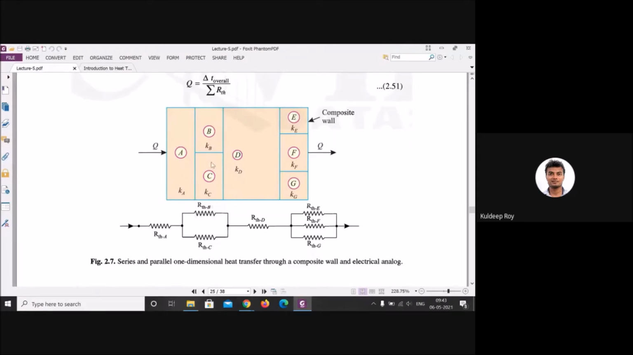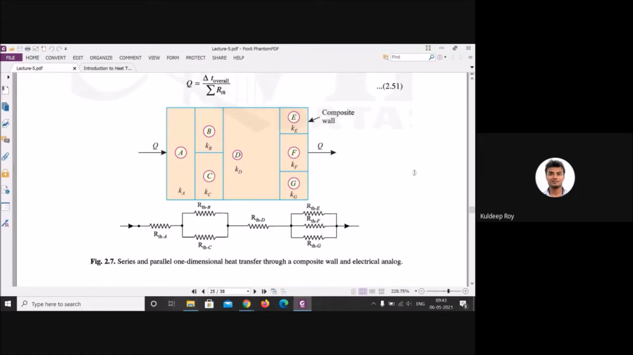Means if any body is in a parallel position, then you have to put it like this. If you have any body which is in series, then you have to add simultaneously. First A, and then B will be here, C will be here, and then D will be here, and here 1, 2, 3 slabs. Then you have to write like this.